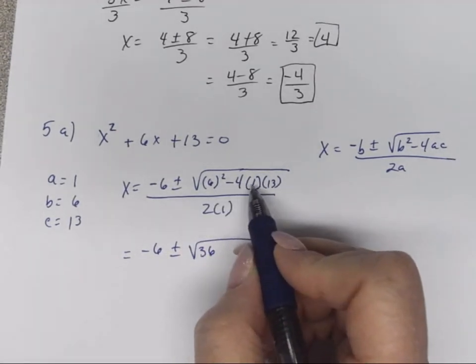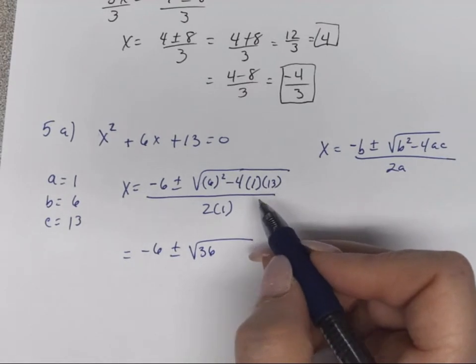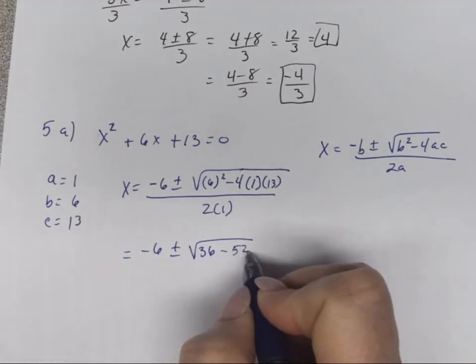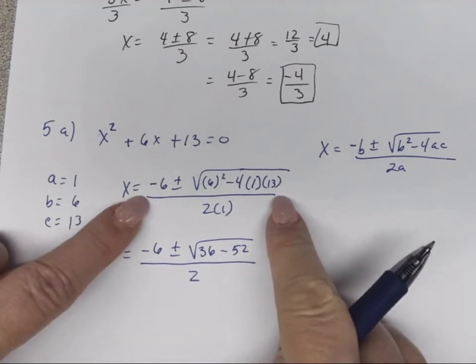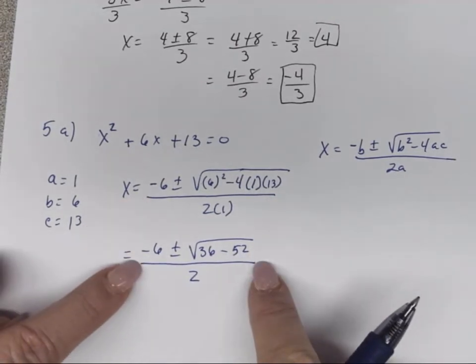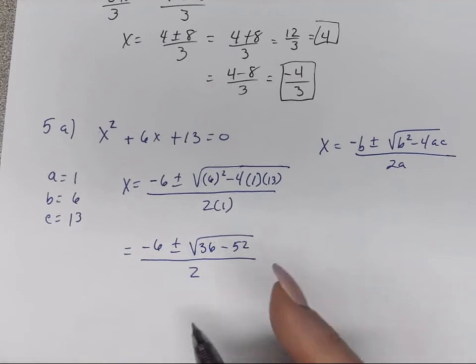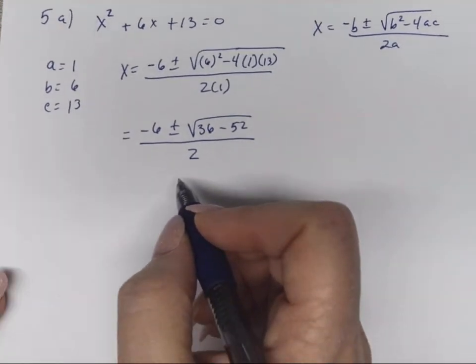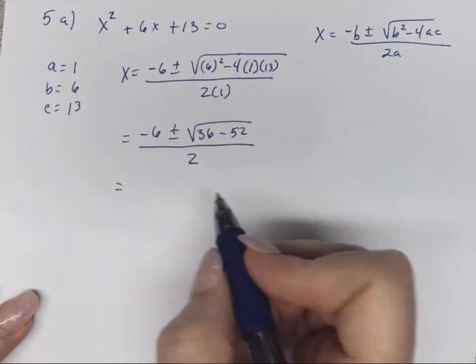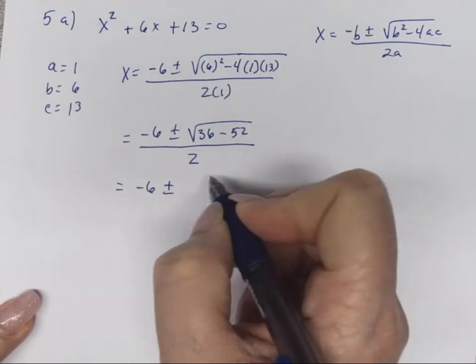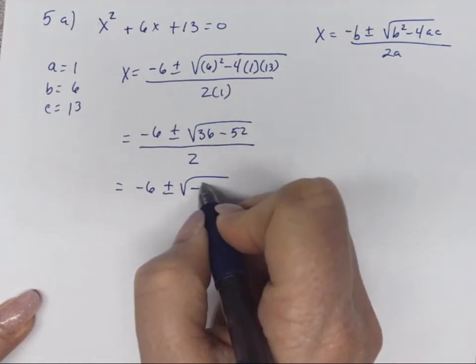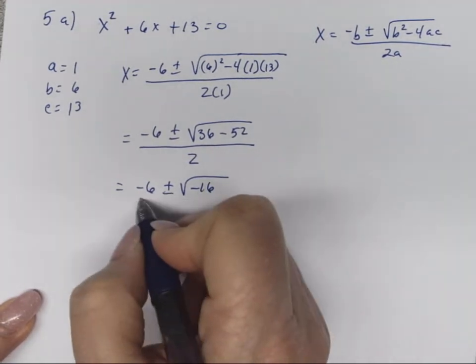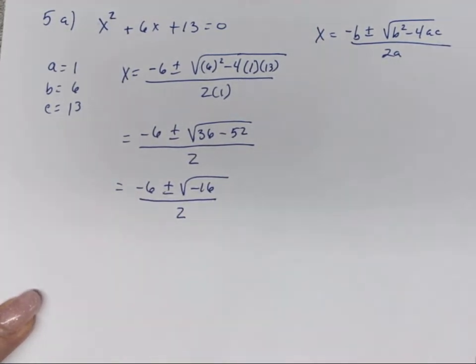Negative 4 times 1 times 13 will get us negative 52, all over 2. My other thing is make sure you're always keeping that all over. Don't shrink down that fraction sign. That's another problem that I see for students. Negative 6 plus or minus the square root of 36 minus 52 will get us negative 16, all over 2.